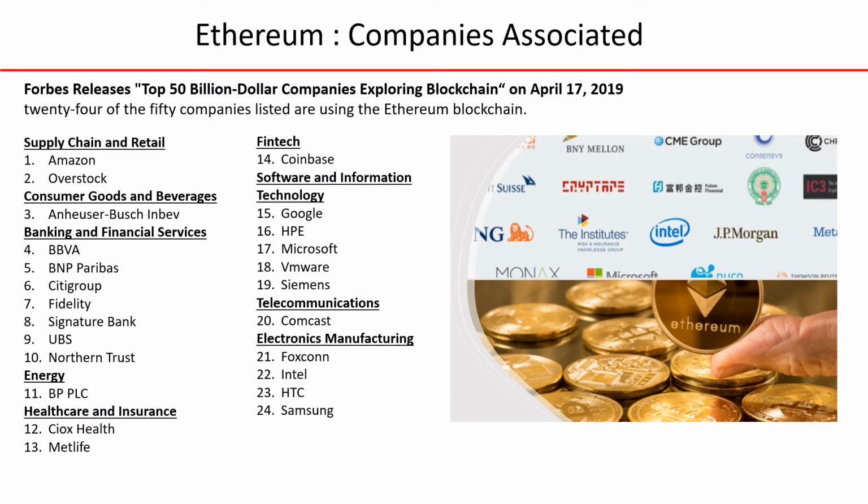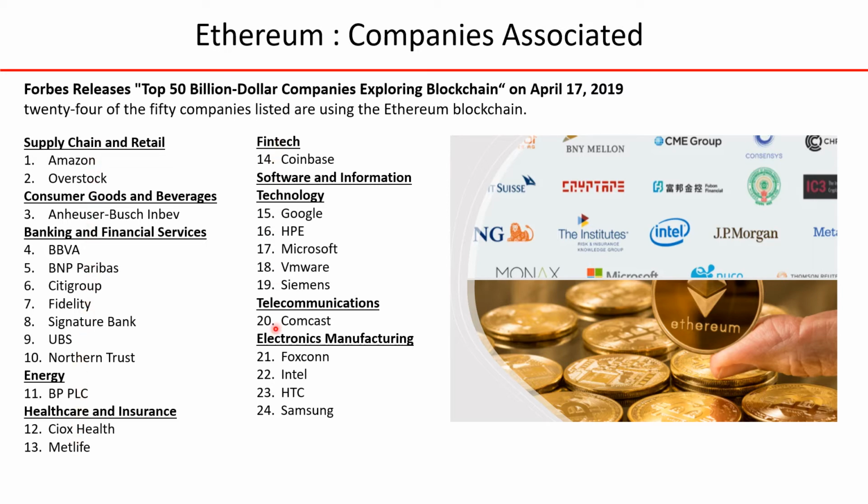This is just one of the examples where we can see how many companies are associated. This is one of the articles which was published in April 2019. Forbes released the top 50 billion dollar companies which were exploring blockchain. Out of these 50 billion dollar companies, 24 companies which were listed are using Ethereum blockchain. I'm talking about 2019.